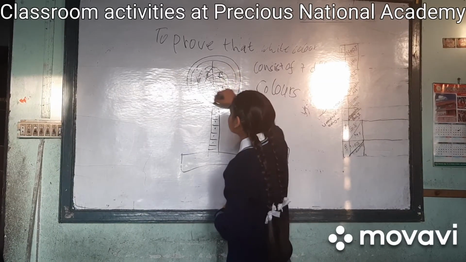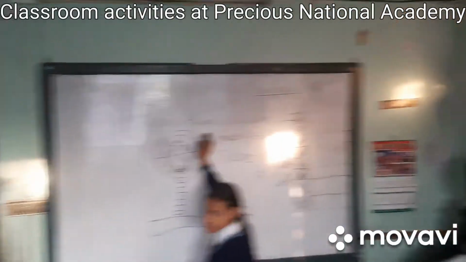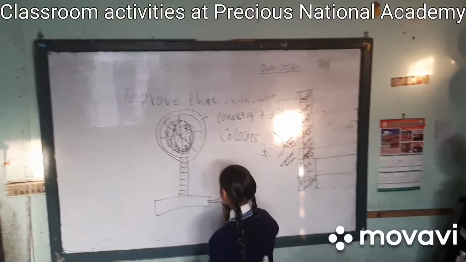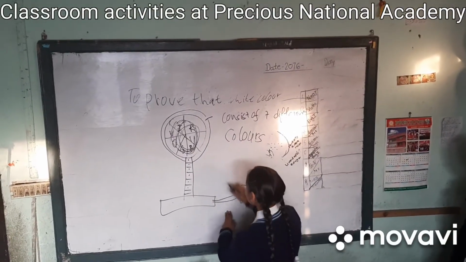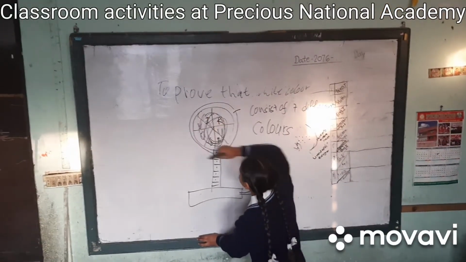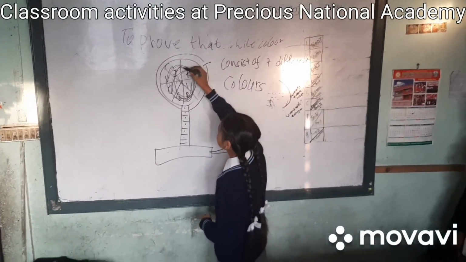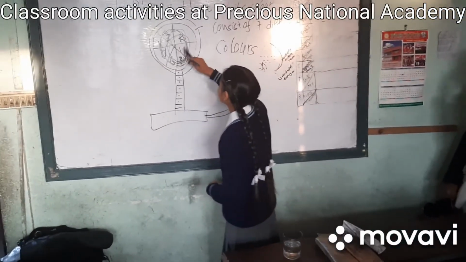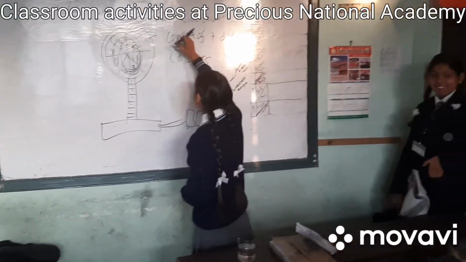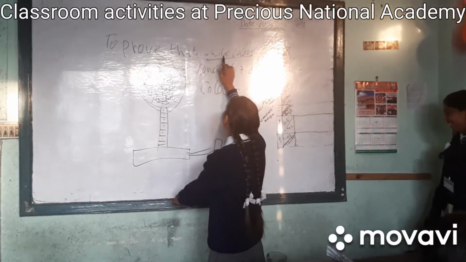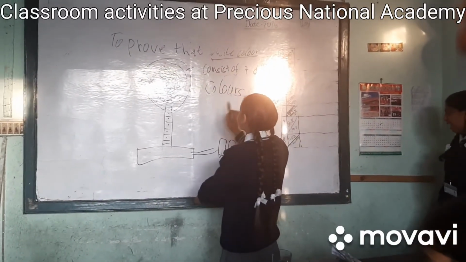First of all, there are 7 different colors in this Newton disc. When this wire is connected to a source of electricity, the Newton disc will rotate, and after that, these 7 different colors will be seen as a single color, and that is white color. This experiment shows the different colors.